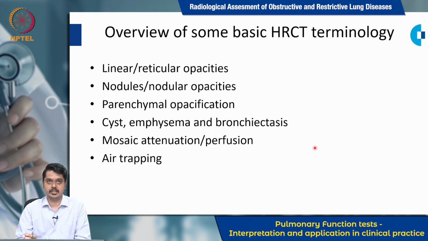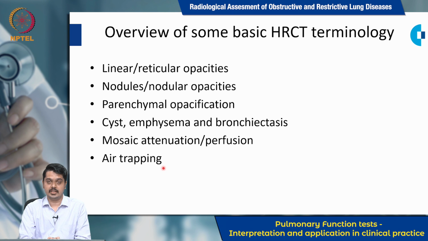Let us see few terminologies we come across in CT scan. First 3 are opacities of increased attenuation, next 3 are opacities of decreased attenuation. Increased attenuation in the sense they are hyperdense or more white compared to the normal lung. Decreased attenuation in the sense they are hypodense or more dark compared to the normal lung. Linear or reticular opacities, nodular opacities, parenchymal opacification fall under the category of increased attenuation. Cyst, emphysema, bronchiectasis, mosaic attenuation (perfusion and air trapping) fall under the category of decreased attenuation.